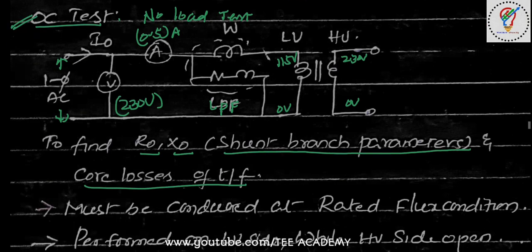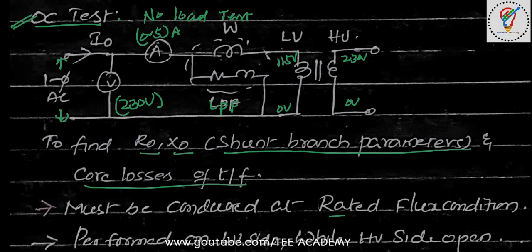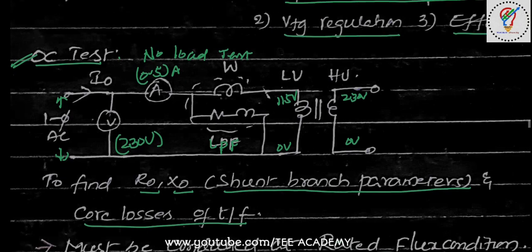It must be connected at rated flux condition. What is the meaning of rated flux condition? It means B is proportional to V by f. So rated flux means rated voltage condition, as frequency is obviously constant. For example, for this transformer, two conditions are there: either you can apply 230 volts on the high voltage winding, or you can apply 115 volts.